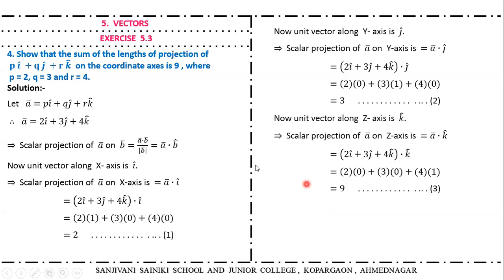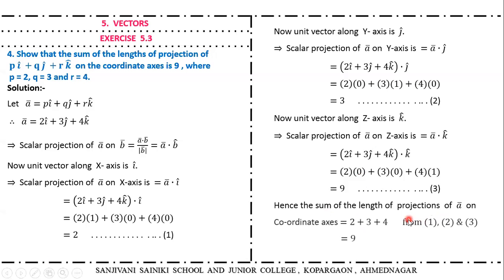What they ask is to show that the sum of the lengths of the projections on the coordinate axes is 9. So these three are the projections on the axes. Now what is their sum? 2 plus 3 plus 4 is equal to 9. So the sum of the projections on the coordinate axes is 9, as required.